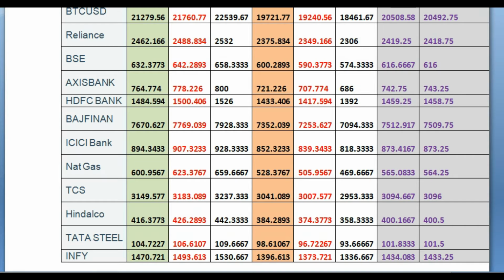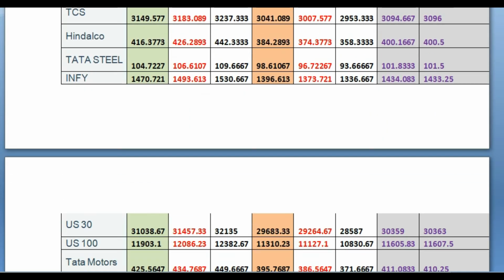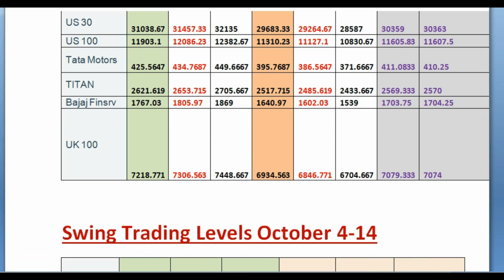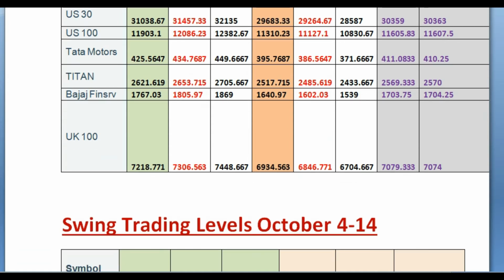One thing more I want to tell you. The importance of resistance 2 and support 2 is also very high. Resistance 2 also works as a trigger point and support 2 also works as a trigger point. It means what? Buy above resistance 2 and sell below resistance 2, or buy above support 2 or sell below support 2. That is also a trigger point.